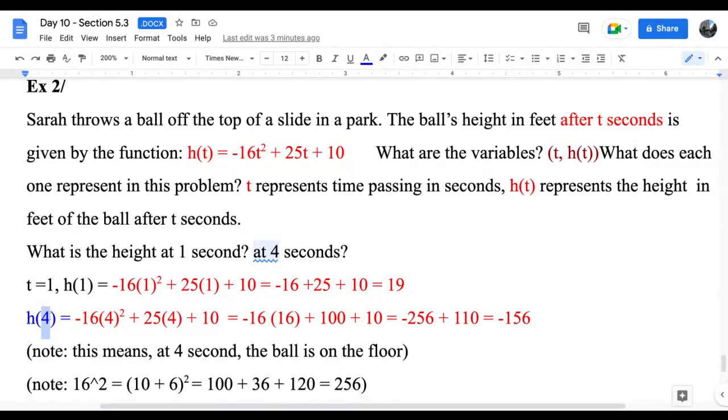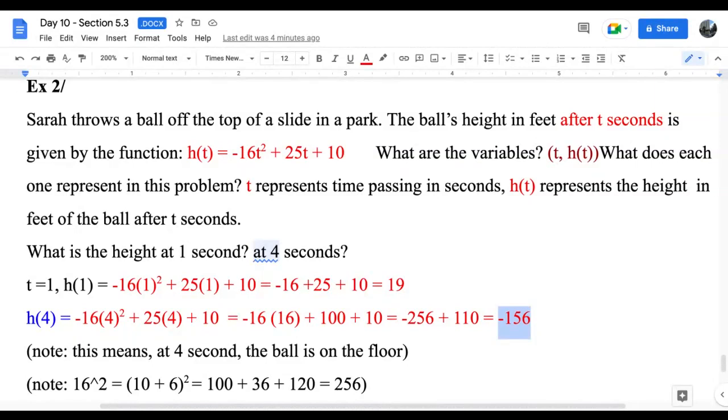We plug in 4 for t. We do the calculation. We get negative 156. Well, what does it mean, negative height? We don't measure height negatively, right? When it reaches the ground, the floor is just 0. So instead of saying negative 156, just say h of 4 is 0.